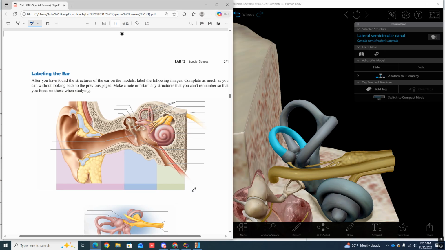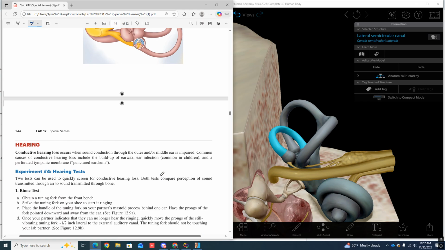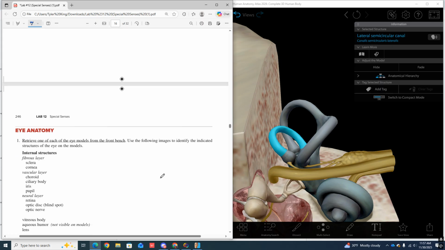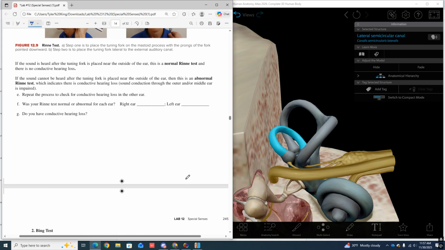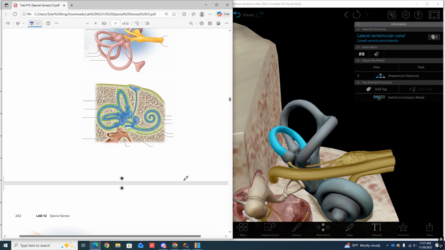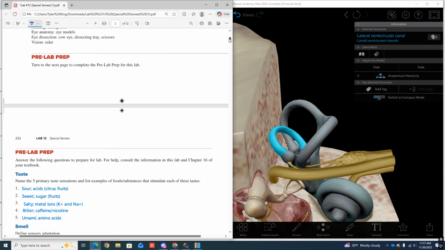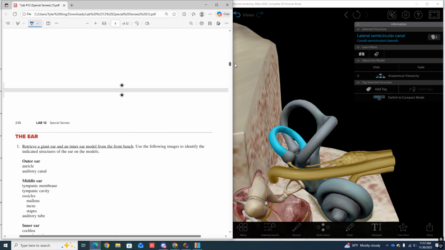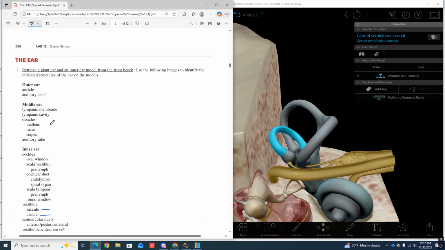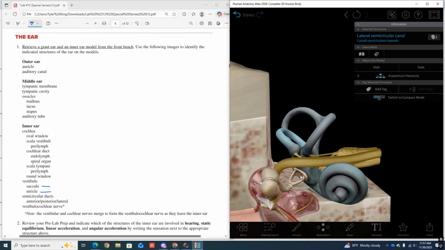So labeling the ear here, label those structures, the tests here, and of course we have eye anatomy, all right? So the ear is very straightforward. I think it gets a little wonky, like I said, when you get to the inner ear, but it's very simple once you break it down. Always start from the outer ear, work your way to the middle ear, and then the inner ear, and then just break everything down.